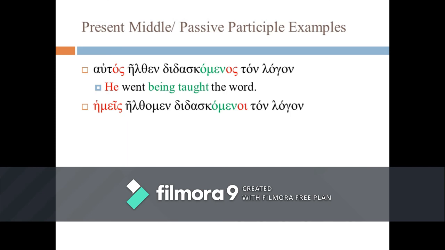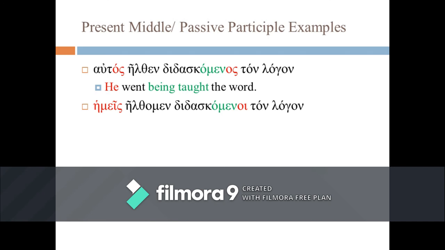Hemeis elthomen didaskomenoi ton logon. Now this is interesting because we look at the participle didaskomenoi and we see that it is plural and that it is masculine nominative. So we go out looking for a plural masculine nominative noun or pronoun. We found out there isn't one. All we find is hemeis, we. Well, we is plural, right? And it is nominative. So it must be the reference that we have for the participle. It must be masculine. So in this case, we are masculine.